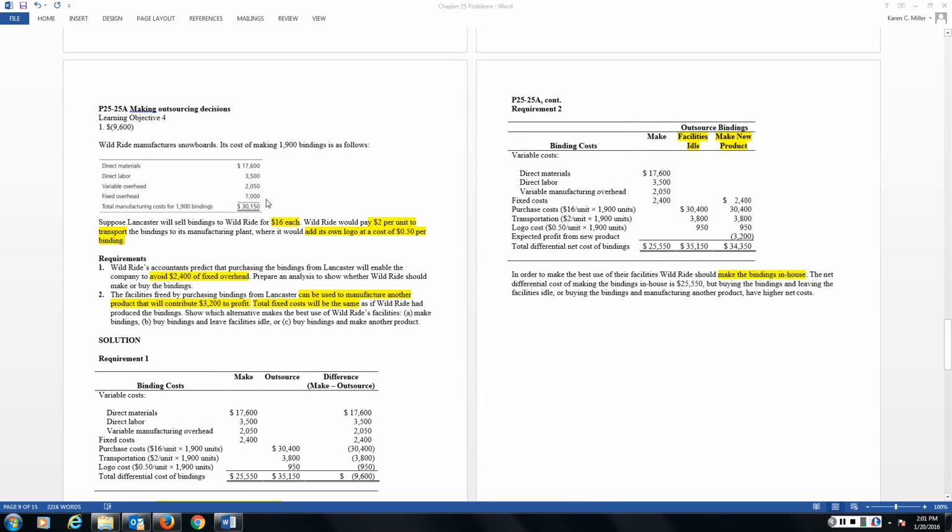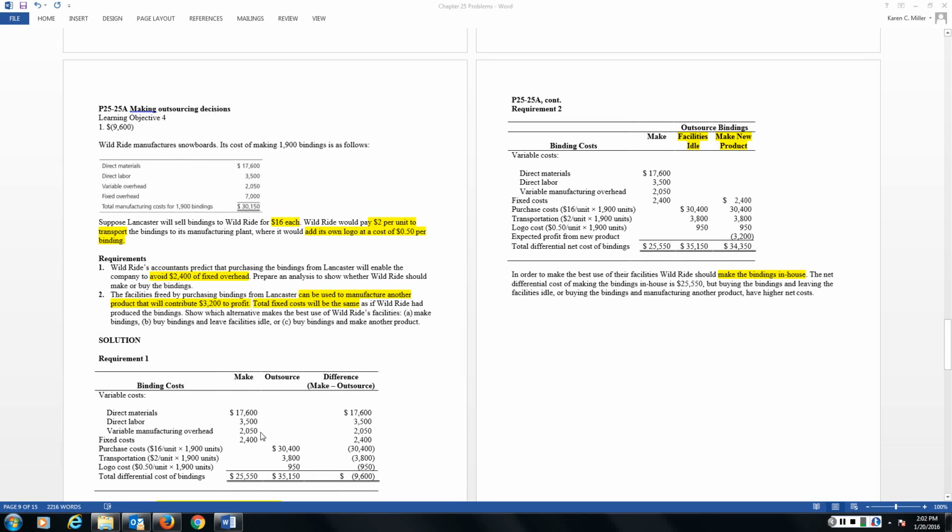So if we've been asked to prepare an analysis to show whether Wild Ride should accept this outsourcing make or buy decision, what we want to know, once again, is which costs are relevant, which costs would go away if we stopped manufacturing this part and instead bought it from someone else. All of our materials would go away, our labor and our variable overhead. We see that. $17,600 would go away, $3,500 would go away, $2,050. These are relevant because they would change as a result of the decision.